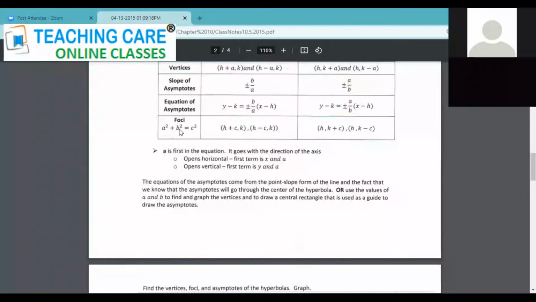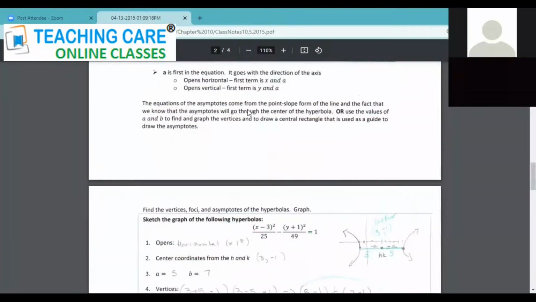And the foci, when I'm going to talk about the foci, obviously they will give the a, b, c values, and the center h and k will also be there. You just need to frame the equation. Now, the first term in the equation will tell you whether it is going to open horizontal or vertical. The first term is x for one and y for the other. The equation of the asymptote comes from the point slope form of the line. I don't want to confuse you much.